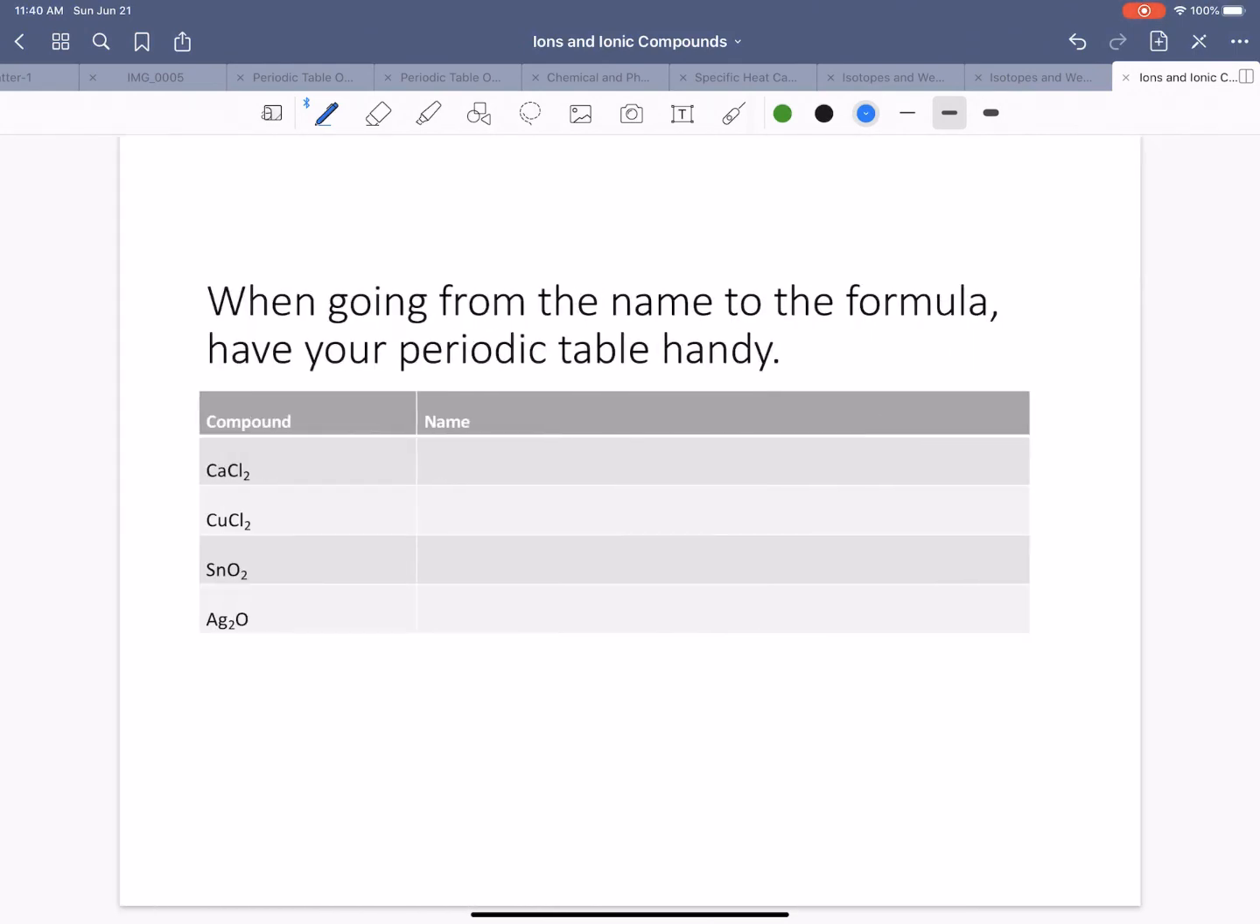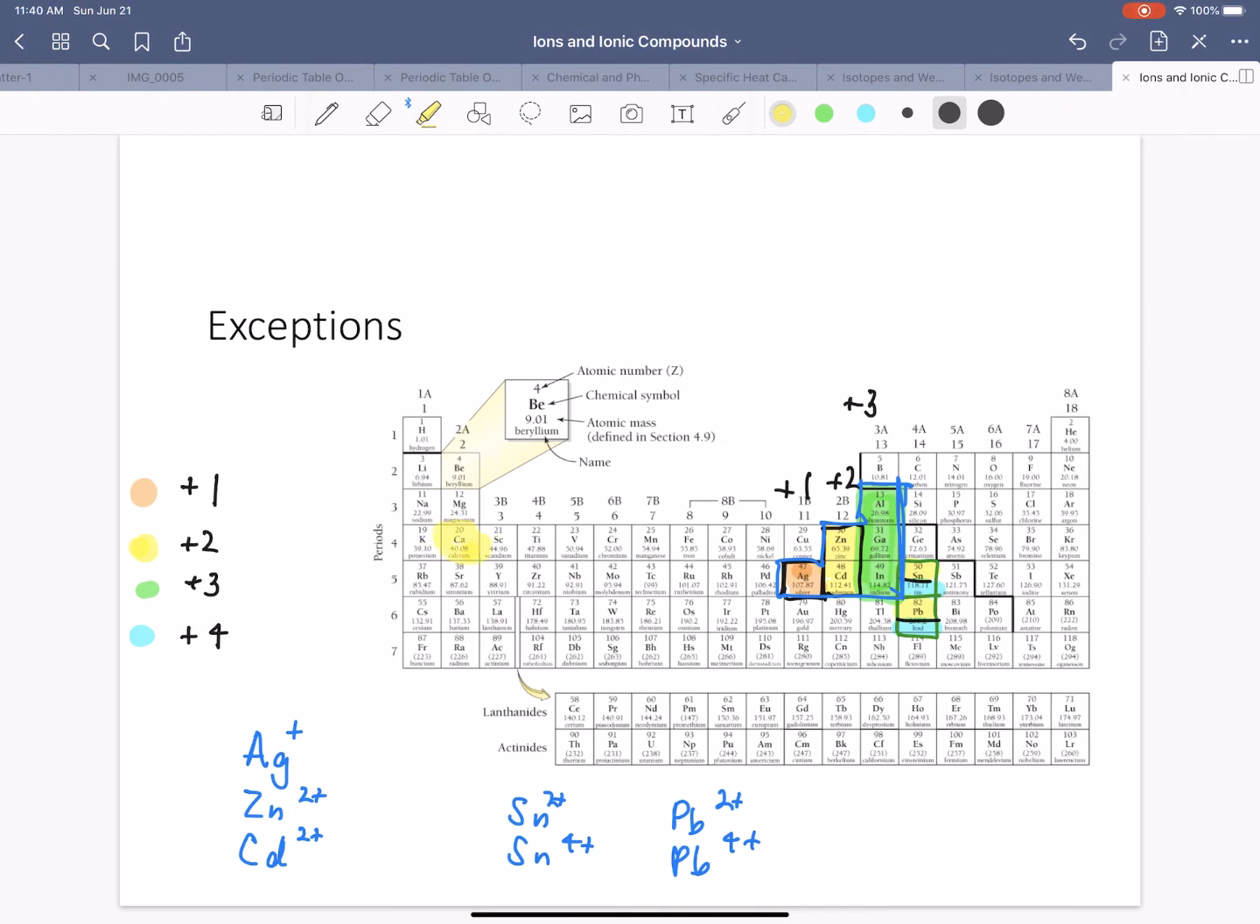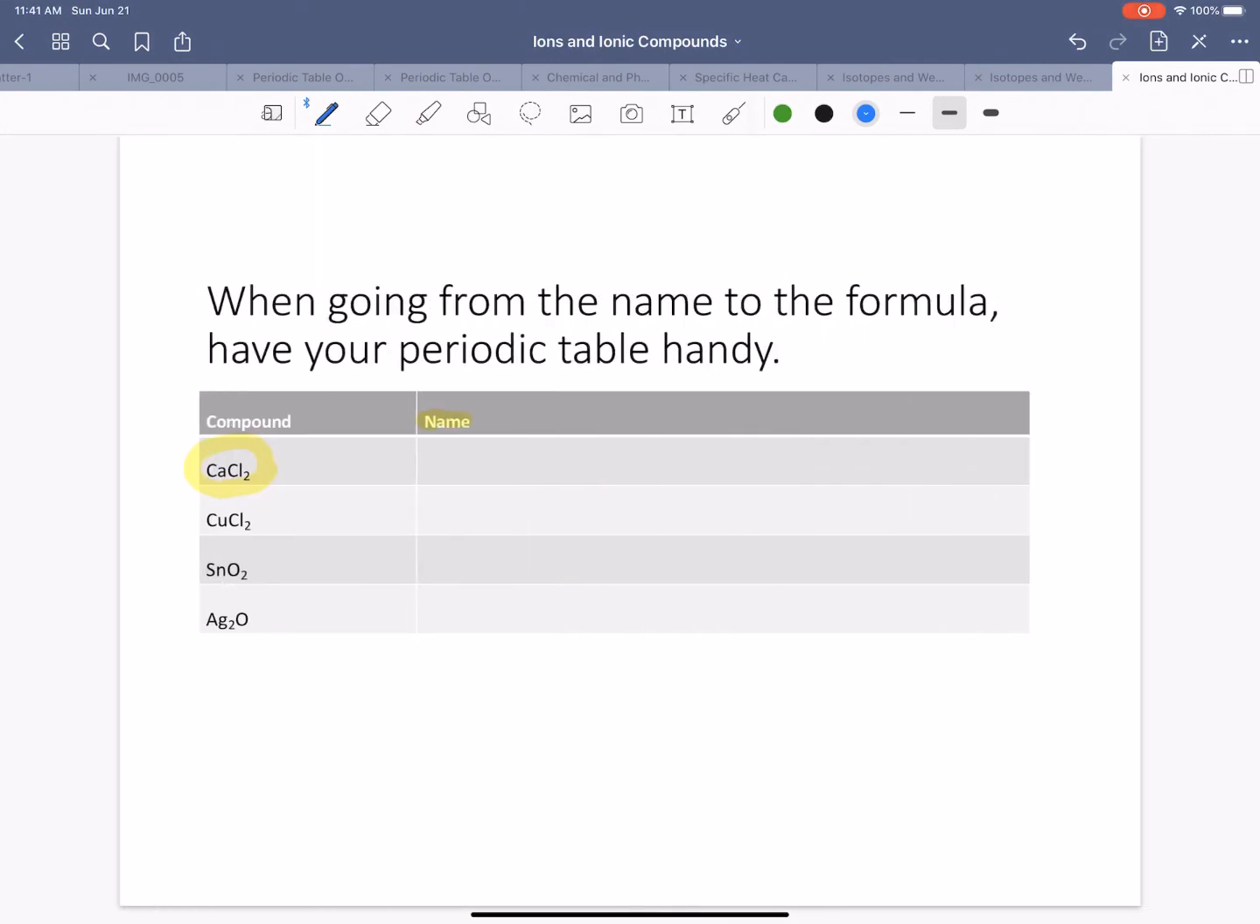So when you're going from the name to the formula, or the formula to the name, have your periodic table handy. So here we're going from a formula to a name, and I need to look at this metal and decide, do I need to state the charge? Here's calcium. Nope. Calcium is going to be a +2 ion because it's an alkaline earth metal and it's in group 2. So I don't need to say anything about that. I just name calcium chloride.